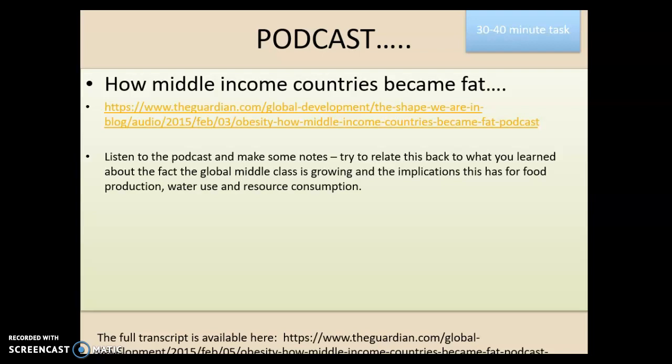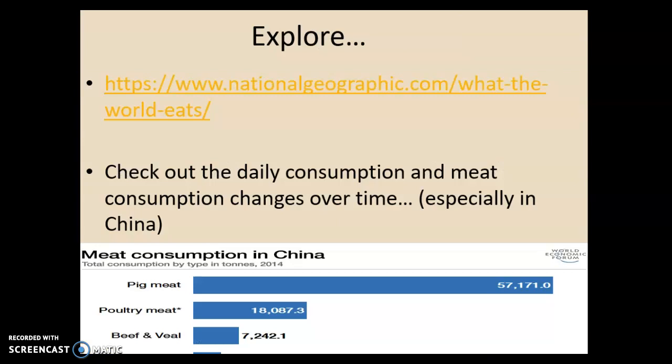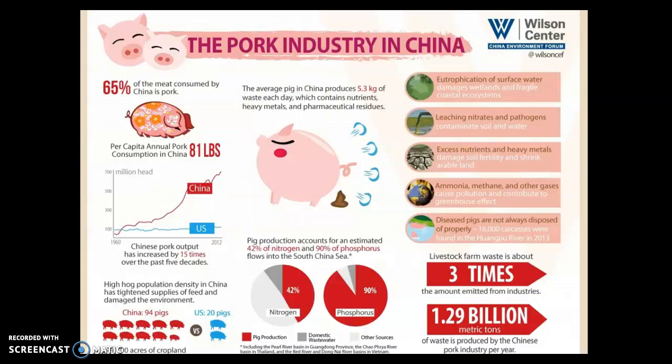The things that come after this on the PowerPoint, you'll probably find that you're running out of time for this lesson. So it's up to you if you want to have a look at this. This is National Geographic What the World Eats, which is really interesting. It looks at daily consumption and the sorts of different things that people eat. There's all sorts of information here. Like this is a really interesting infographic about the pork industry in China.